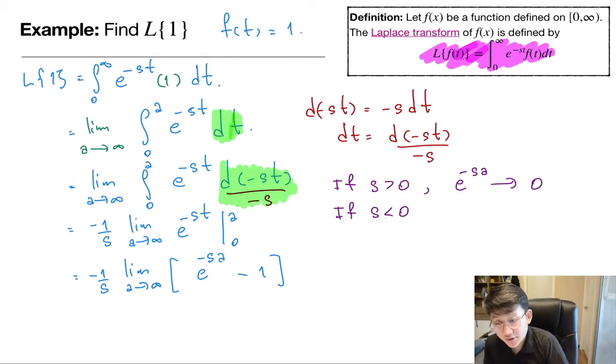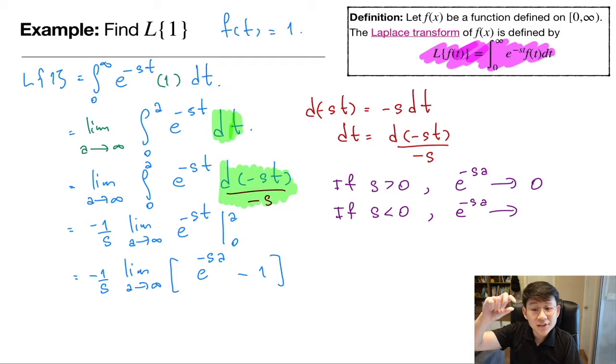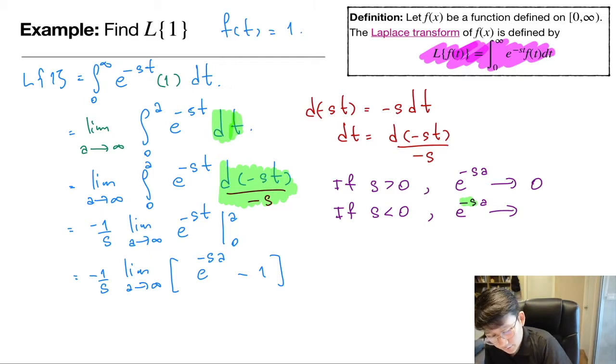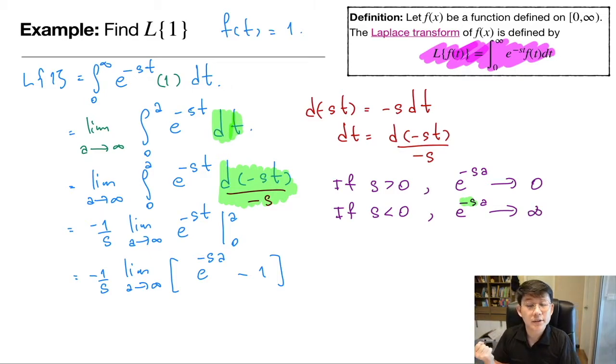Let's look at when s is less than 0 first. e to the minus sa. If s is negative, it means that minus s here is positive. So if minus s is positive, a approaches infinity times positive, it means that e to the infinity goes to infinity. Make sense? So if s is positive, e to the minus sa is 0. If s is negative, e to the minus sa goes to infinity.